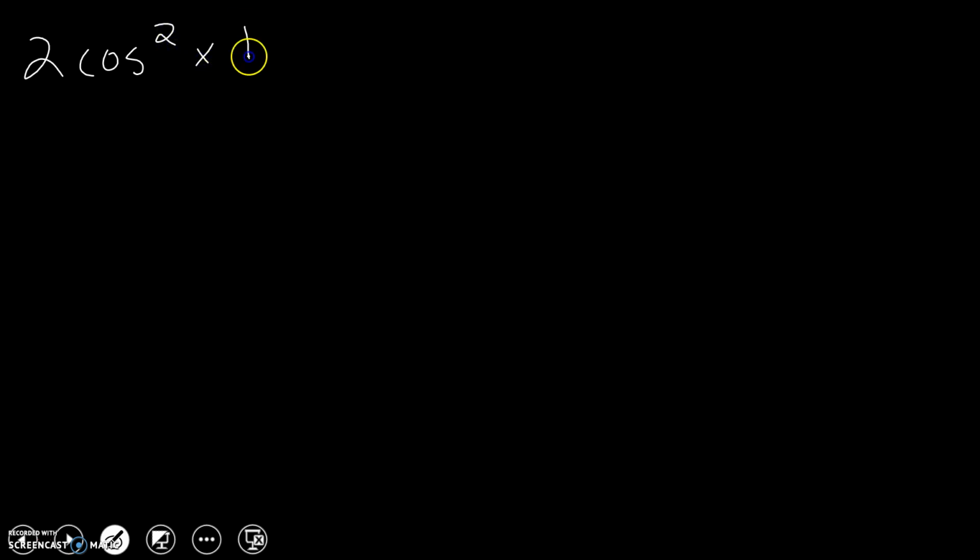The next problem is going to be a little bit difficult, but as you can see, the level of difficulty is going up. So we are going to have 2 cosine squared x plus cosine of x minus 1 equals 0. Let me just confirm that. 2 cosine squared x plus cosine of x minus 1 equals 0. Okay, so that works.